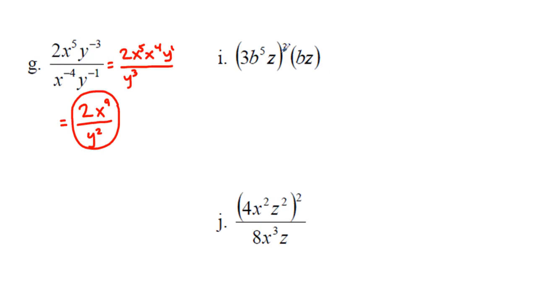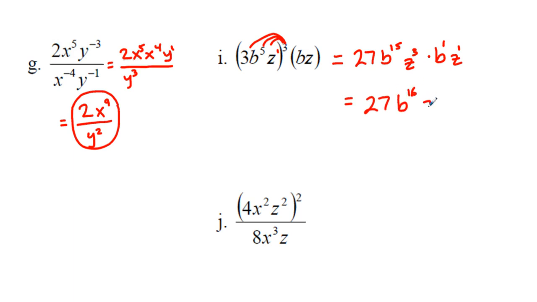So first we're going to deal with that cube. And I'll distribute that cube, so that's 27, which is 3 cubed. You think of it like there's a little 1 for that z exponent. So 27 b to the 15th power z to the third power. You're going to multiply that by another b and another z. Let's put exponents on those. All right, so that looks to me like a 27 b to the 16th power z to the 4th power.